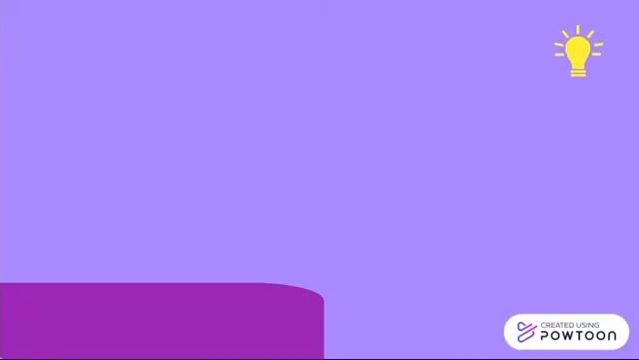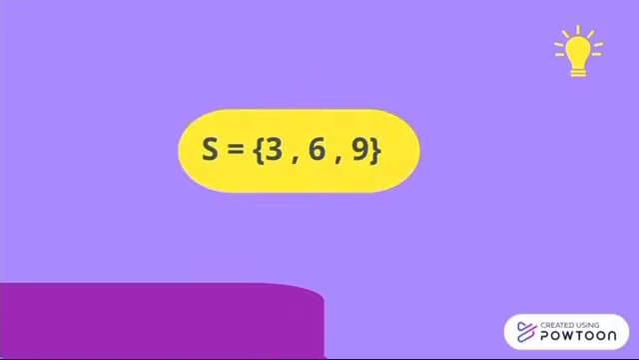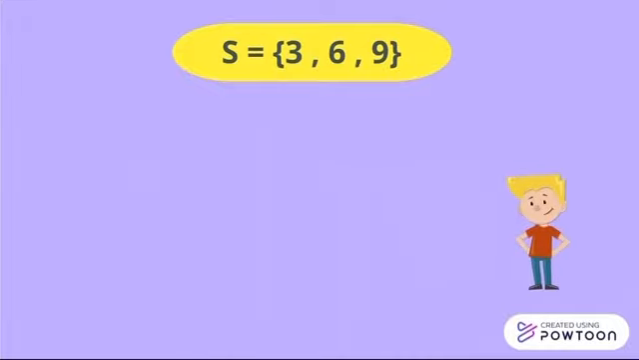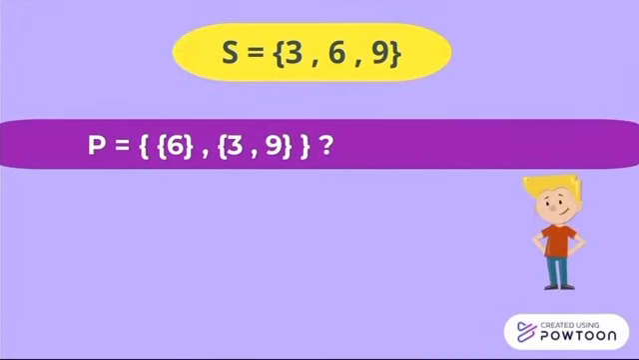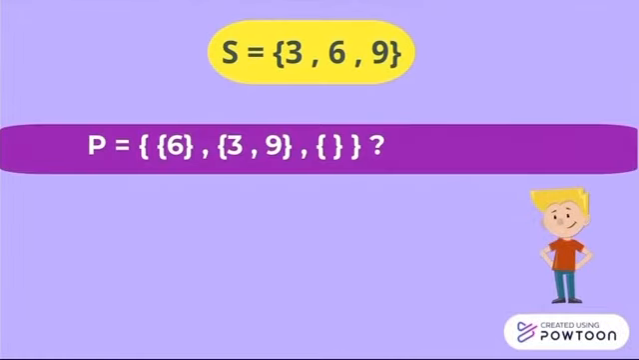Let us look at this example. S contains 3, 6, and 9. Is this a partition of S? The answer is yes, because it is a collection of non-empty subsets of S, and every element of S is in exactly one element of P. Is this a partition of set S? The answer is no, because it contains the empty set, as a partition has to contain only non-empty subsets of S.